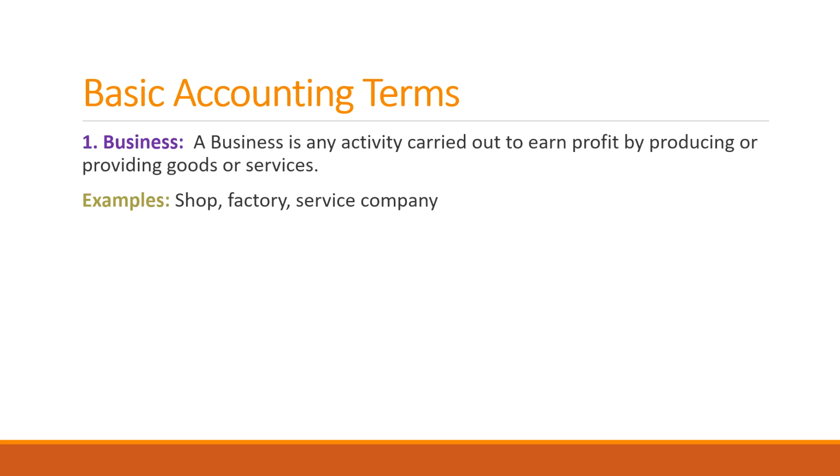Basic accounting terms. The first very basic accounting term is business. A business is any activity carried out to earn profit by producing or providing goods or services. Let us check an example for this. Ravi opens a stationery shop to sell books and pens. Since he is doing this to earn profit, it is called business. It can be anything: a shop, factory, or any service company.